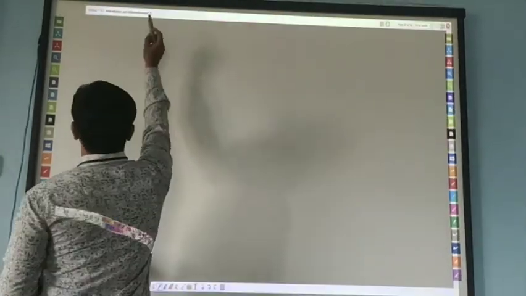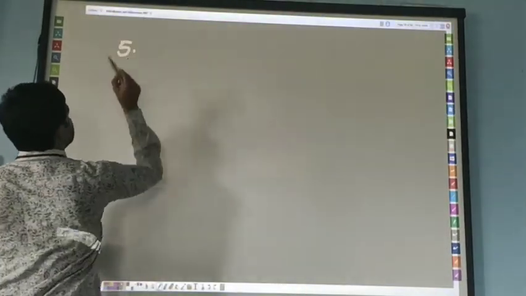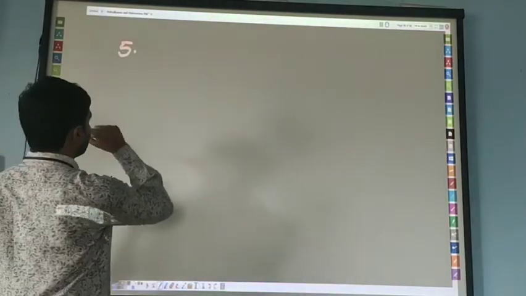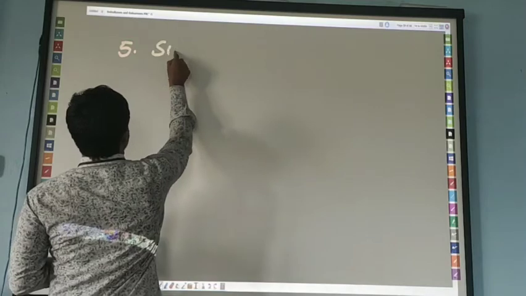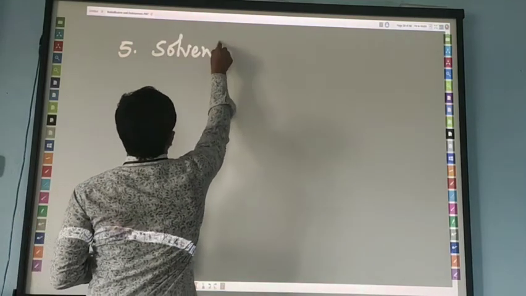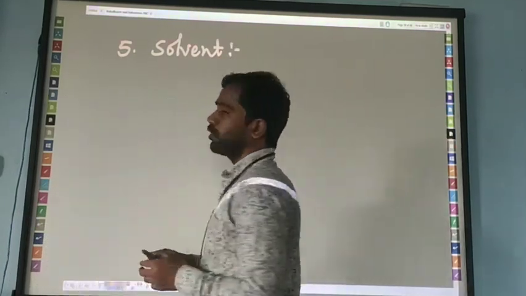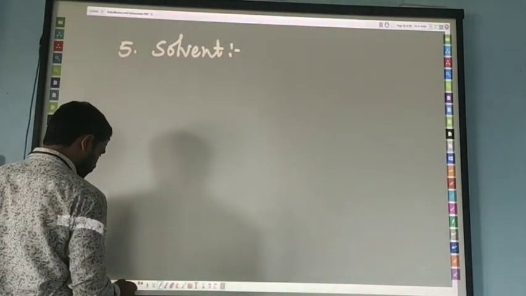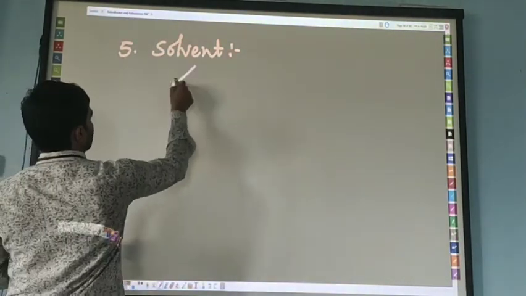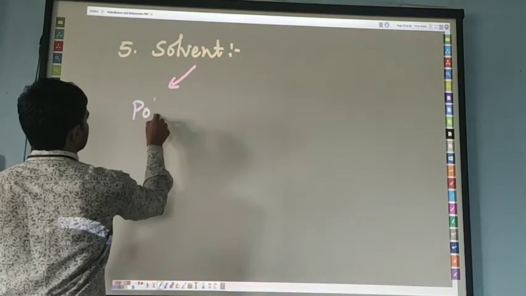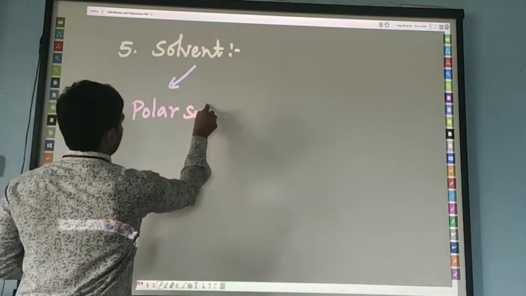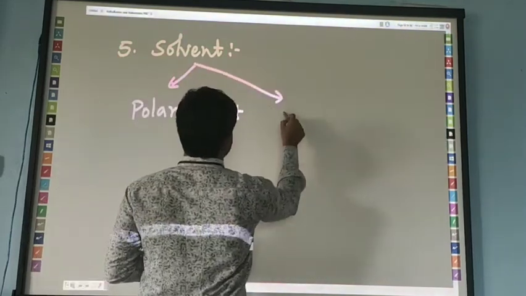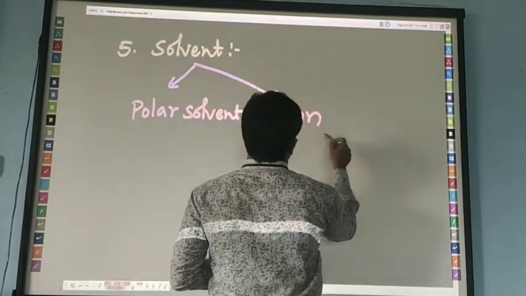What is the next point? In the SN1 mechanism, we always consider a polar protic solvent. Which type of solvent are we going to take here? You already know how many types of solvents there are. We have two types: the first is polar solvent, and the second is non-polar solvent.